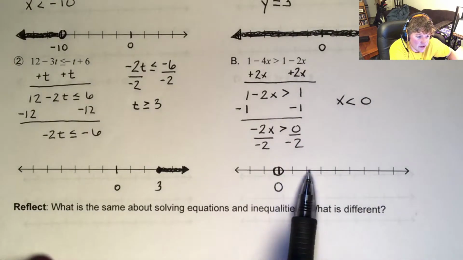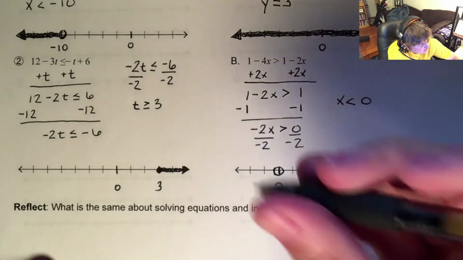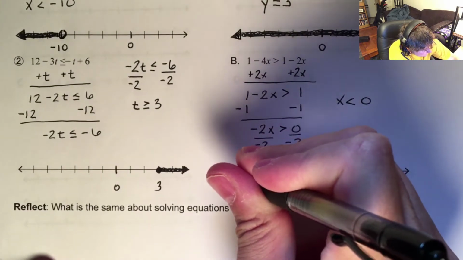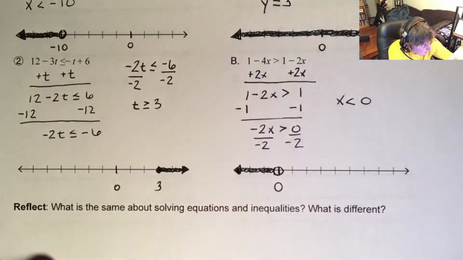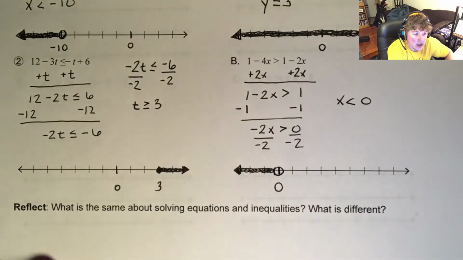Well, here's 1 and 2. Well, 1 and 2 are greater than 0. Here's negative 1 and negative 2. Those values are less than 0. So I want to shade off to the left. Those are where my solution lies. And any x value in our shaded region is considered a solution.